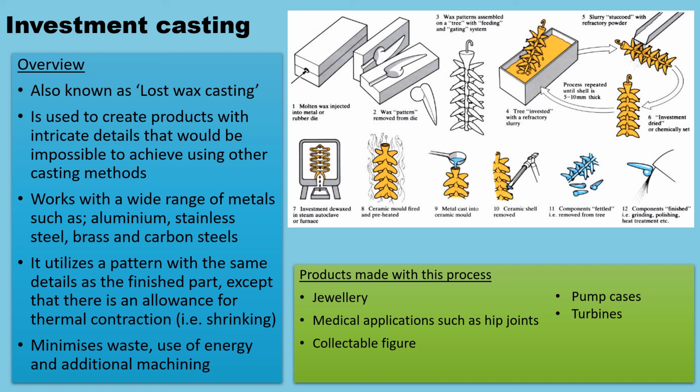And here is our revision card for investment casting. There's a different diagram for you for the process, just so you can see it in a different way. It contains our overview and products that are made using this process. Again, it's used to create really intricate, fine, detailed products that you want an exact replica of. So that could be jewellery, medical applications such as hip joints or knee joints, collectible figures, pump cases and turbines.